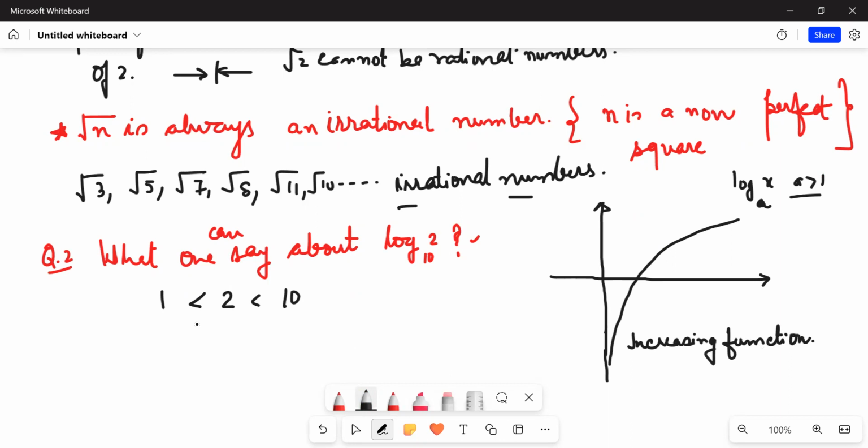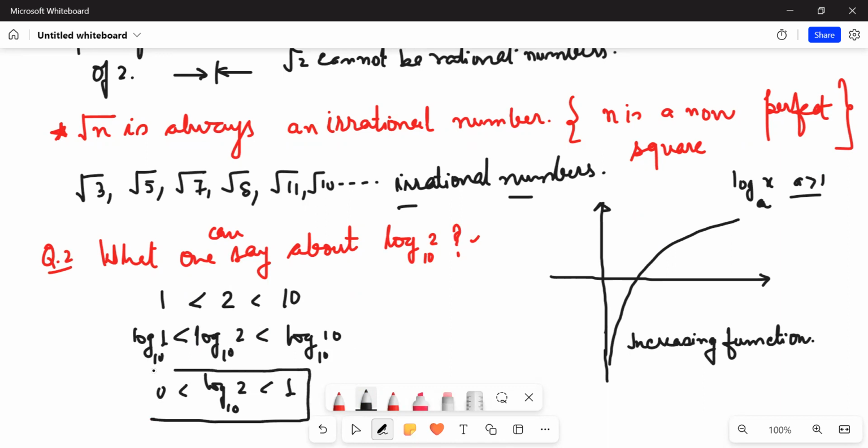Okay, so if log is an increasing function, then log 2 to the base 10 will lie between these. So the idea you will get, it will always lie between what, beta? It will always lie between 0 and 1. Okay. So it will be positive. This is very much clear. So log 2 to the base 10 is always positive. This is point number 1 that you should remember.